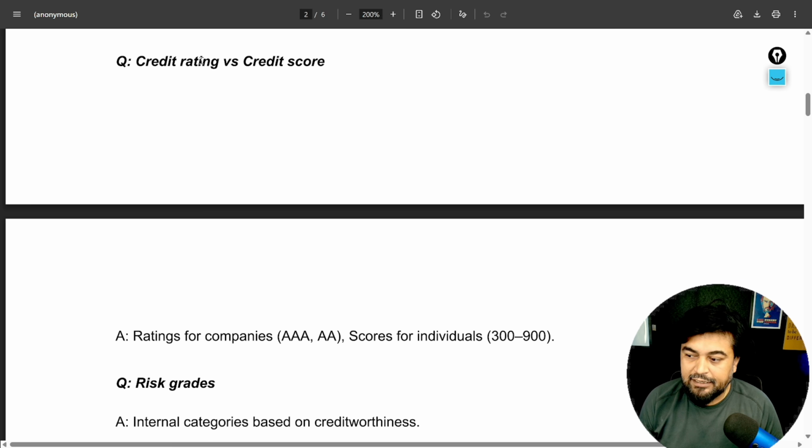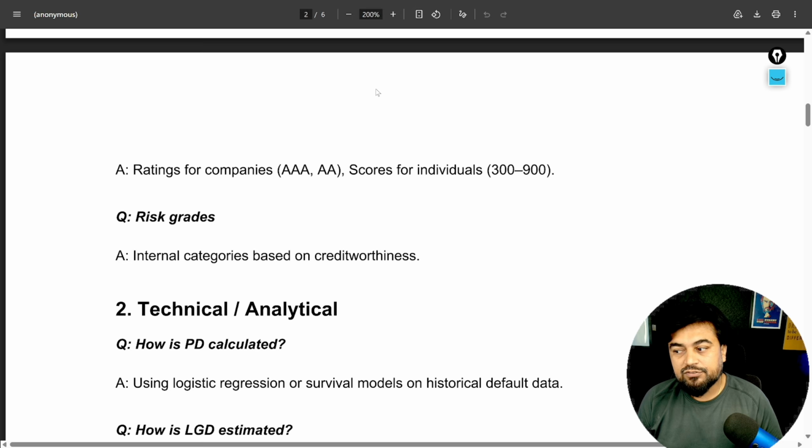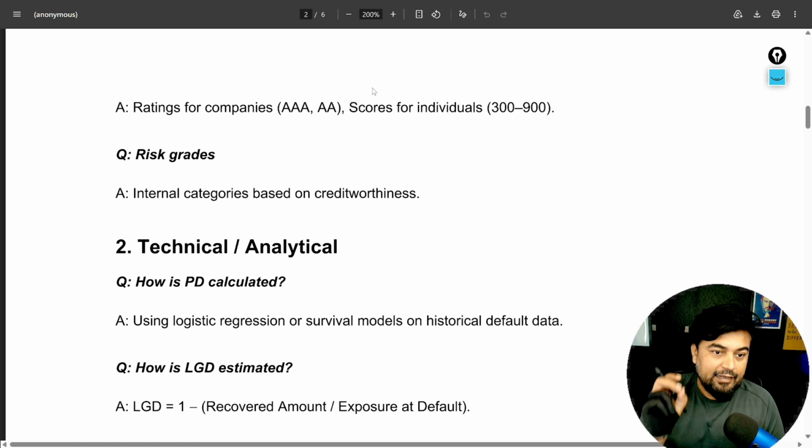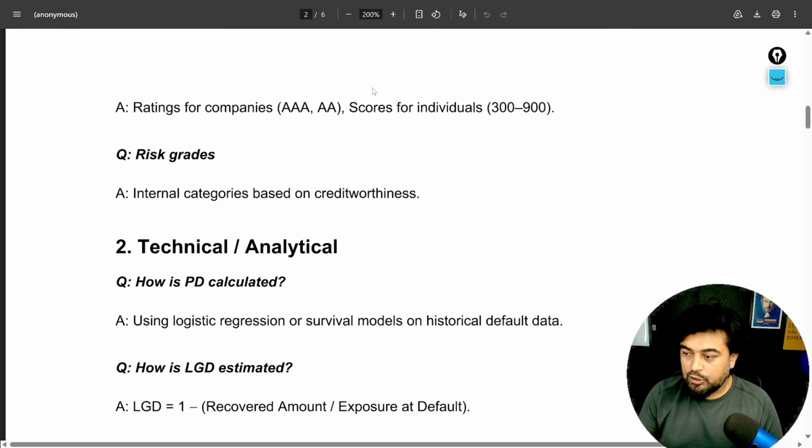Okay, credit rating versus credit score. Again, this is very much confusing. Credit rating is for the companies. Let's say Infosys, TCS, all of them have a credit rating given by credit rating agencies, for example Equifax. Those are the agencies that give the rating to the companies. Scoring is for individuals, like for you and me, we have the CIBIL score in India. So that is credit scoring versus credit ratings.